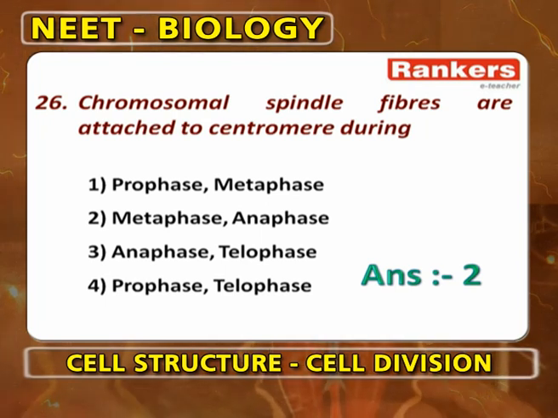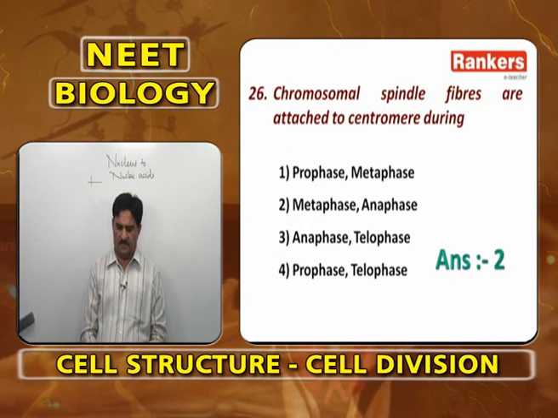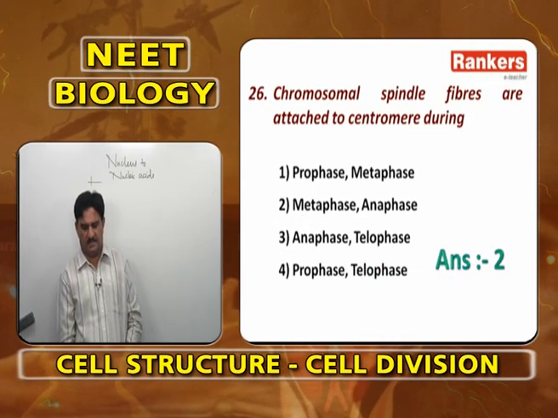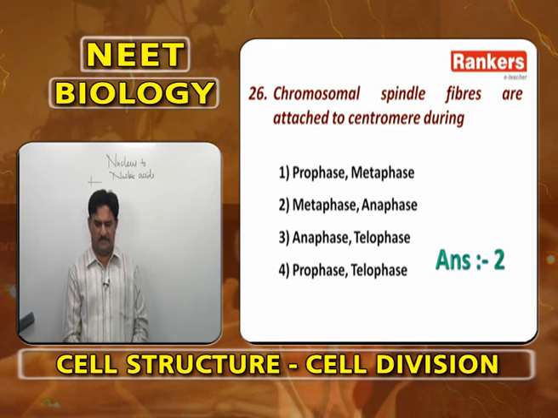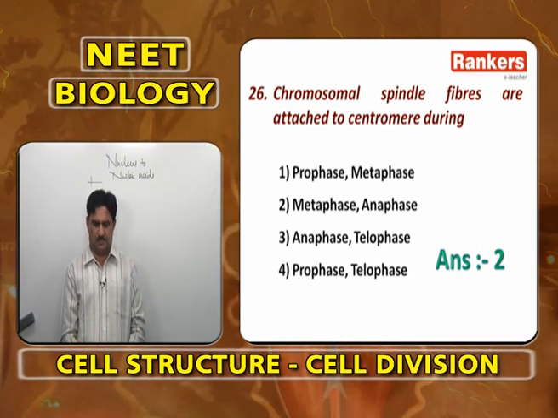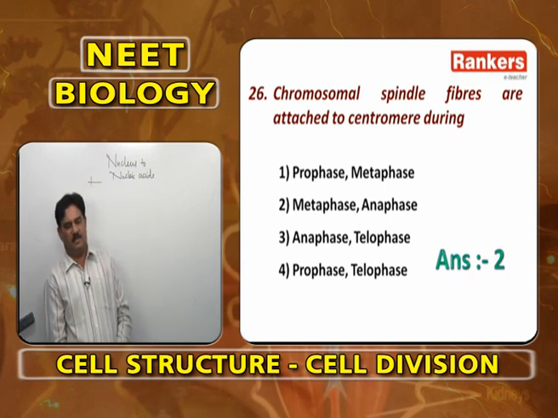In prophase, chromosomal spindle fibers are not formed. In telophase, the presence of chromosomal spindle fibers is totally absent. So, in the 3 options, prophase and telophase are given. That means 1, 3, 4.